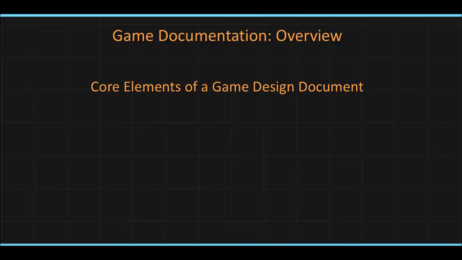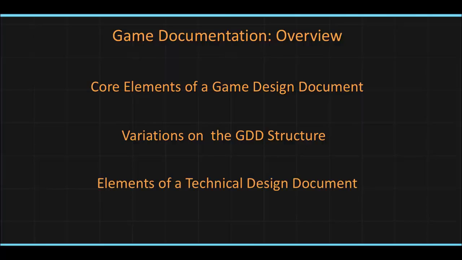Our first topic will be core elements of a game design document, where we will delve into the elements of a standard GDD. Then we will look at variations on the GDD structure to see how different templates can work for different styles of games. Finally, we'll conclude with a brief look at a technical design document to fully flesh out and understand the advantages of documentation in video game development.